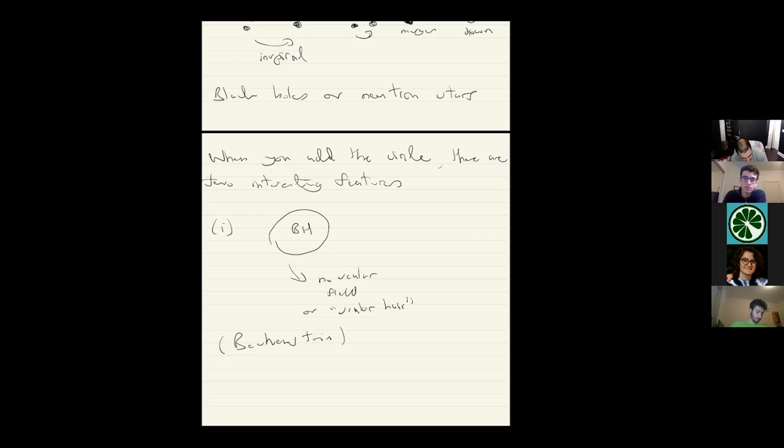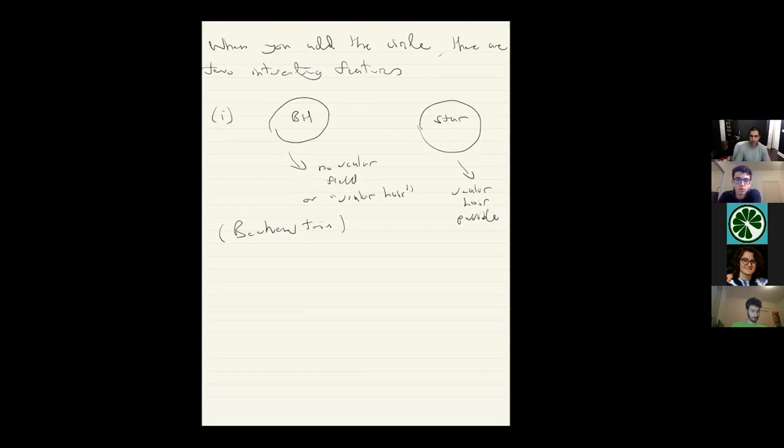On the other hand, a star could have scalar hair. Some kinds of exotic stars, I don't see any reason why they can't have scalar hair. That's already kind of interesting. So that's feature one. Feature two is also kind of interesting.